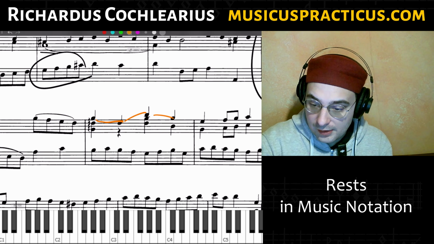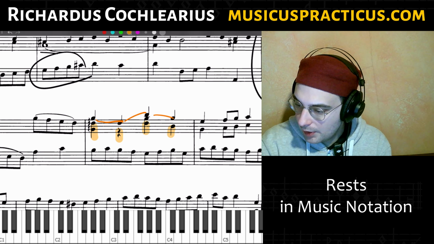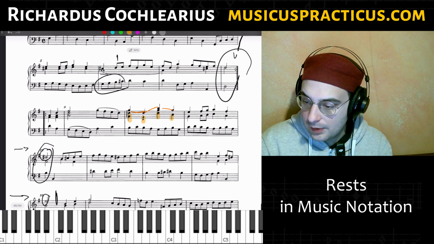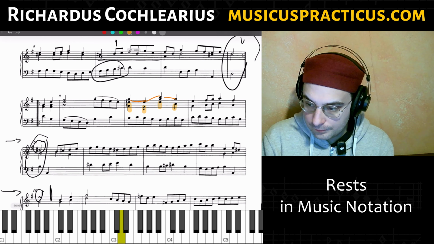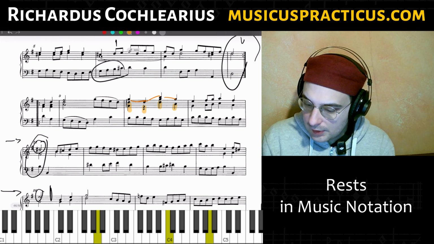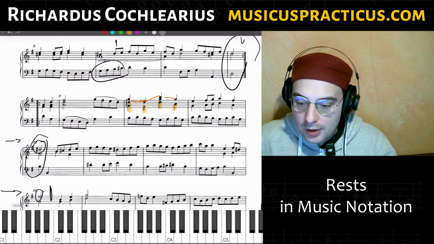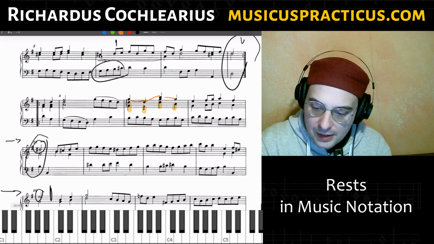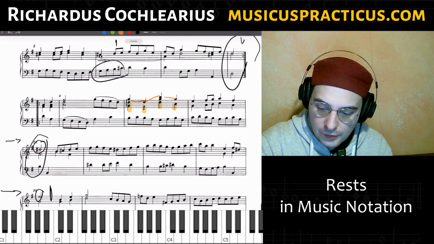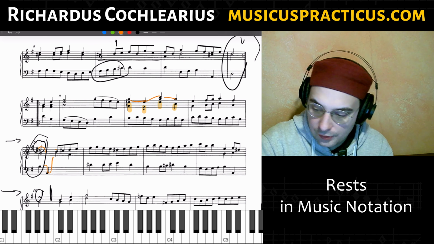There are rests here in the middle. As you can see, this is the middle voice. Then it continues with three voices. Now only two voices, but we don't have any rest for the middle voice, because we could say that this B continues here.